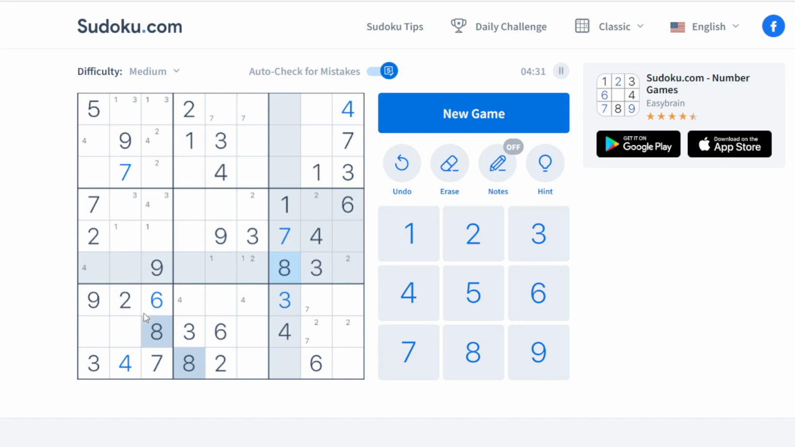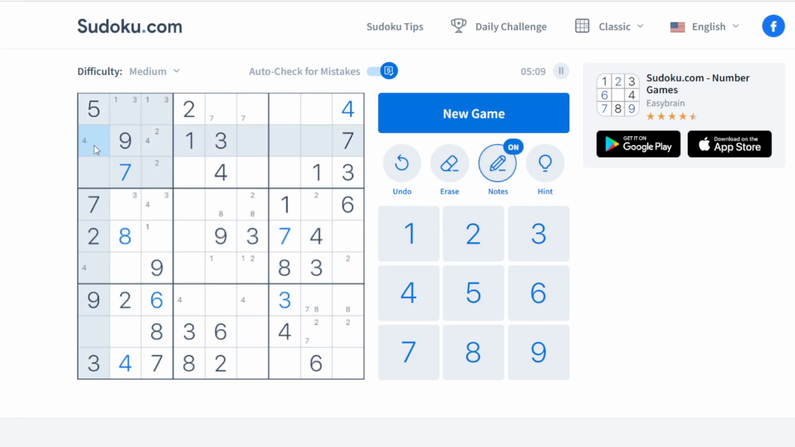For the 8's, the 8 must go either here or here. And in this 3 by 3, it must go here or here. And from that, we know this is guaranteed to be the 8. Since the 8 is guaranteed to be in this row, and it's guaranteed to be in this row, but since the 8 is right here, it cannot be here, and therefore this is the last 8.